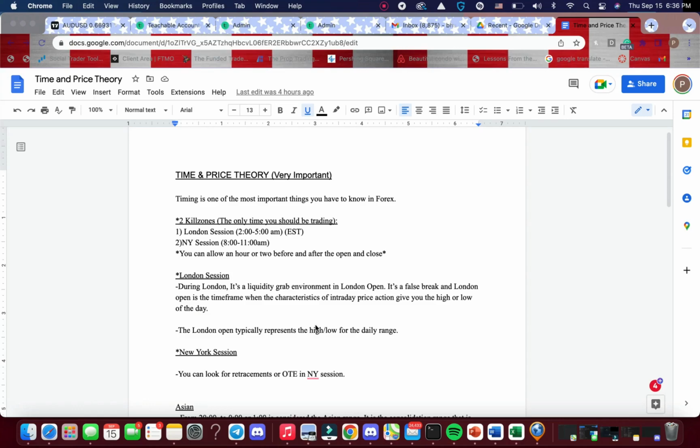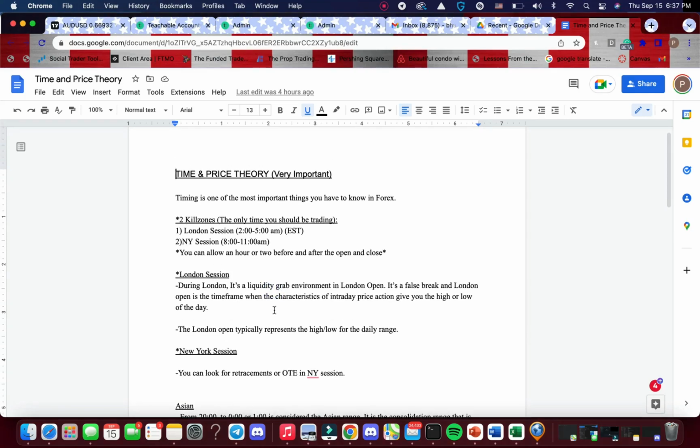There is two kill zones, which is one is in London and one is in New York session. London session starts at 2 a.m. until 5 a.m. and New York session starts at around 8 a.m. till 11 a.m. Now you can trade 1 or 2 hours before these time ranges, but ideally you want to trade between these. You want to trade in London session or New York session.